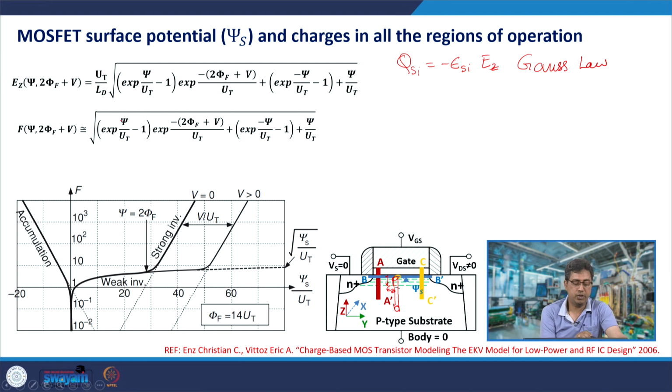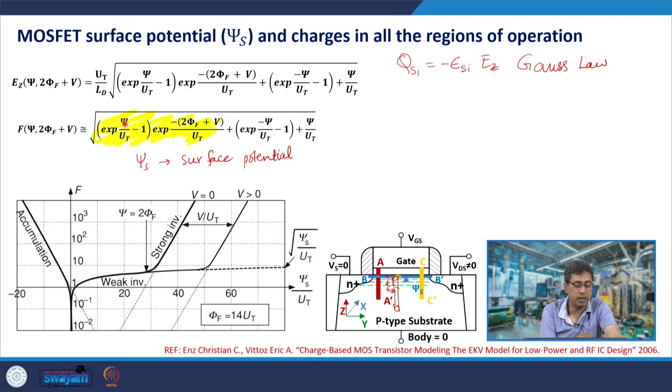Okay, so at the interface, we will call this chi as chi s, the surface potential. As you increase the value of the surface potential, which you could do by increasing the gate voltage, what happens? Let us look at this first term.